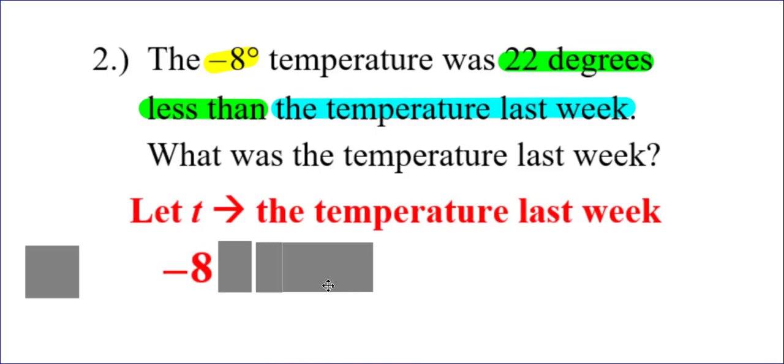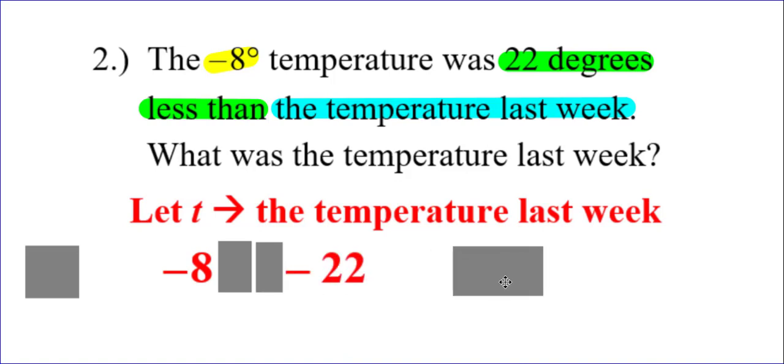That does not mean 22 and then minus. It actually means something minus the 22. Well, what's that something? Read the part in blue. The temperature last week. Remember our variable represents the temperature last week. So the T will go to the left. So the order that we saw it in the words will switch whenever you have a phrase like less than or shorter than or fewer than or any two-word phrase that includes the word than, that would mean subtraction.